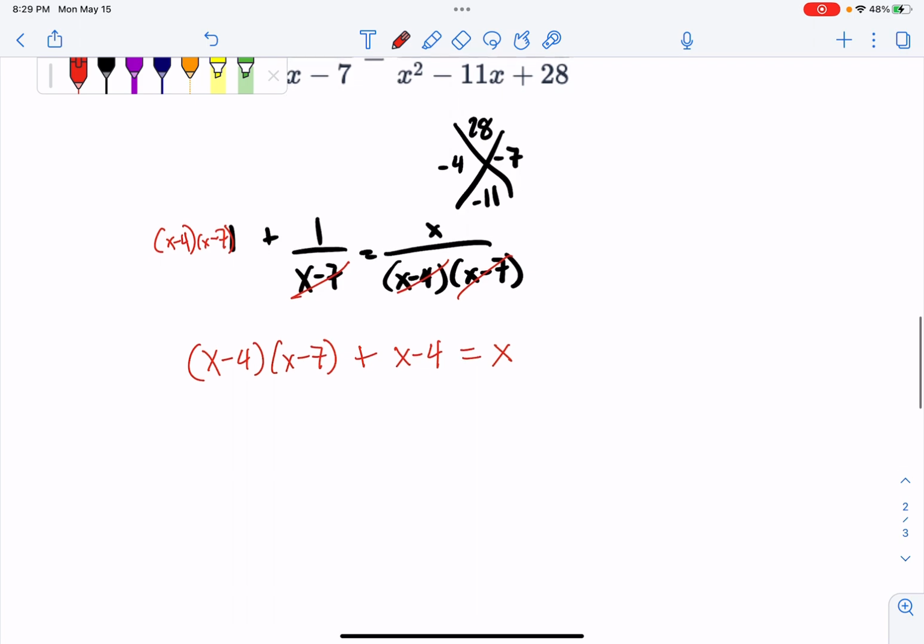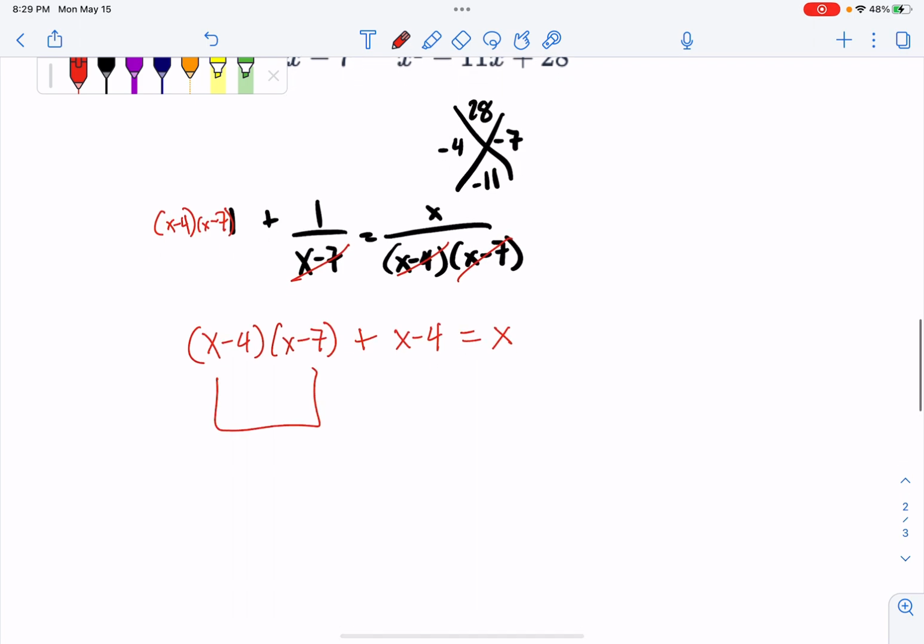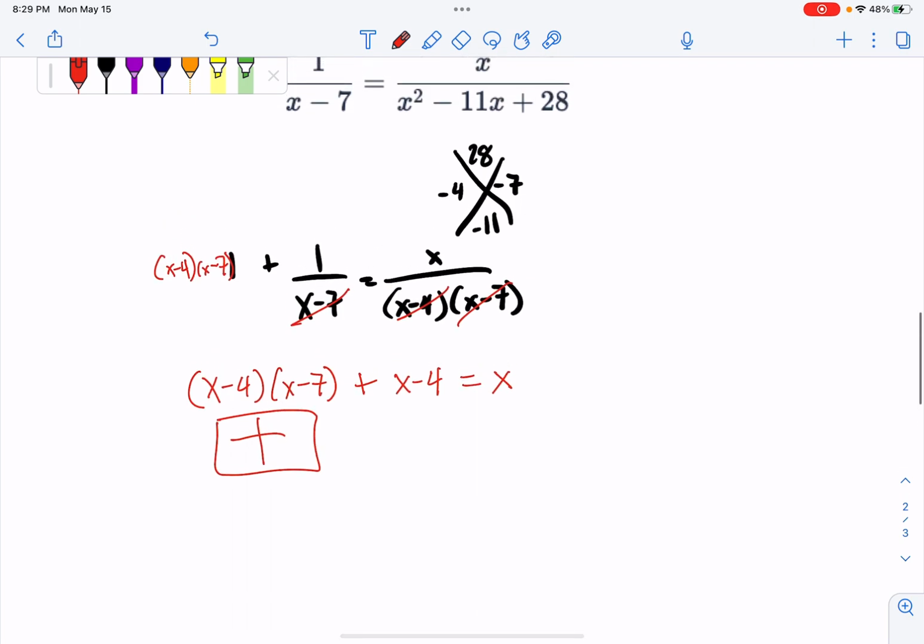This business is going to require an area model, but again, we kind of know what it is because it's back to this original, right? It's x minus 4 times x minus 7. So we know this is going to be x squared minus 11x plus 28, or you could do your area model there, plus x minus 4 minus x equals 0. Again, I subtracted this x to the other side.